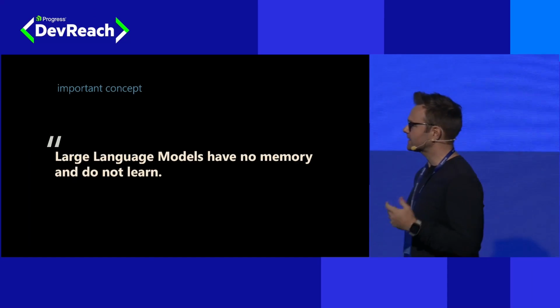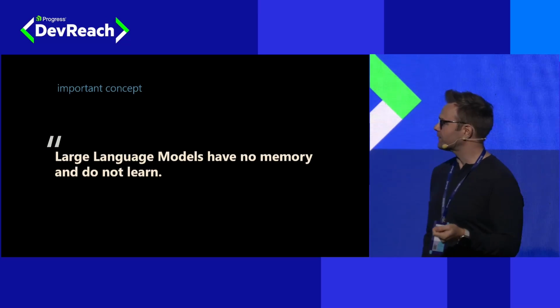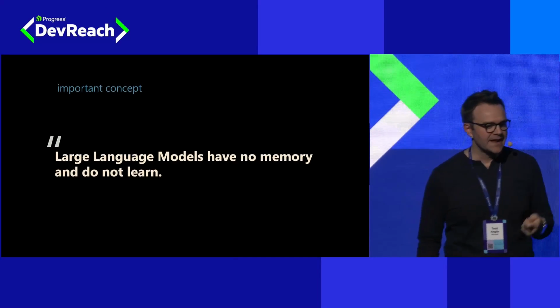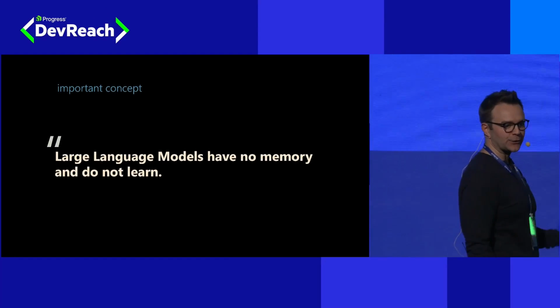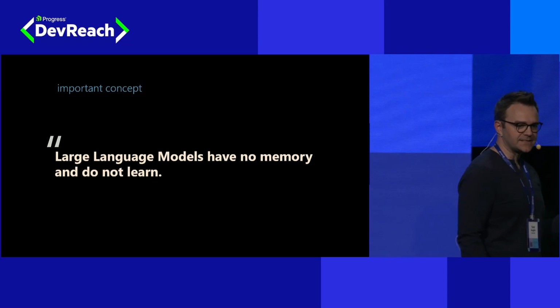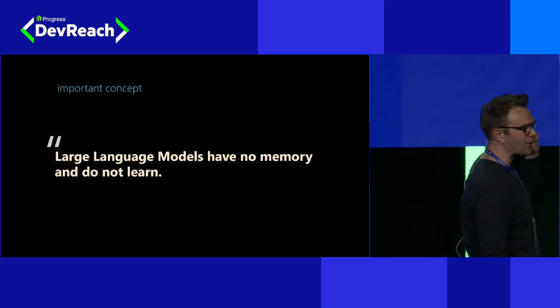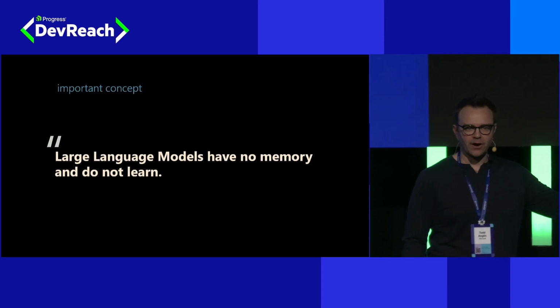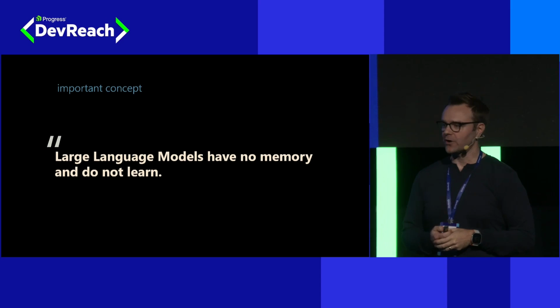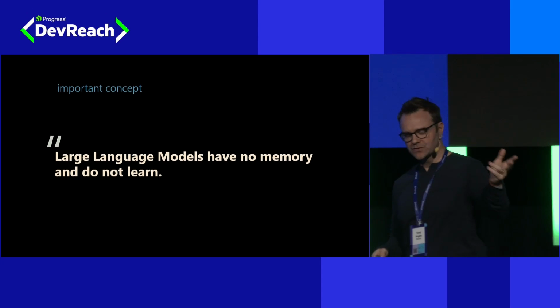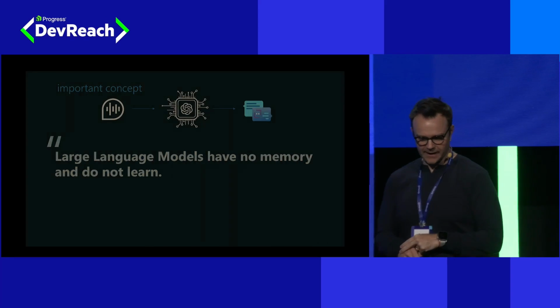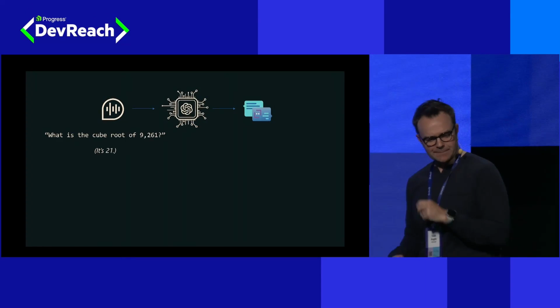So here's your second key takeaway. Large language models have no memory and do not learn. They are fixed in time, and the only way they know anything else is either through your prompt or what you feed them when you're trying to get a response. So you have to do that work as a developer or use tools like we were shown this morning to achieve that. So let's keep going here.